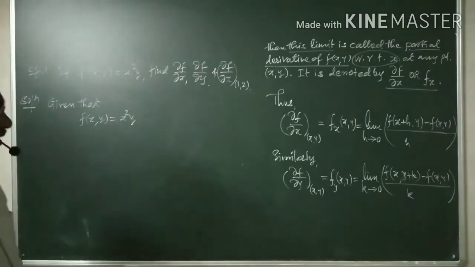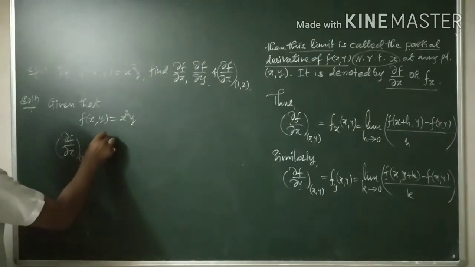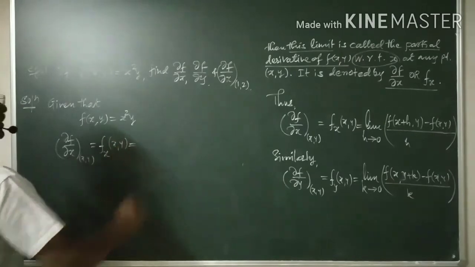Okay. Therefore, what happened here? See, the notation del f by del x at point x y can again be denoted by f suffix x at any point x y, which is equal to.